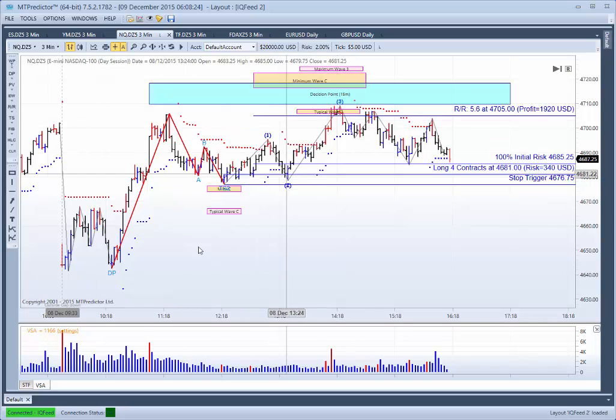And as you can see, we would have had a couple of very good trades there on the NQ yesterday. One from down there, and this TS3 buy setup into here. So a good day for MTPredictor using the tool set in the software.